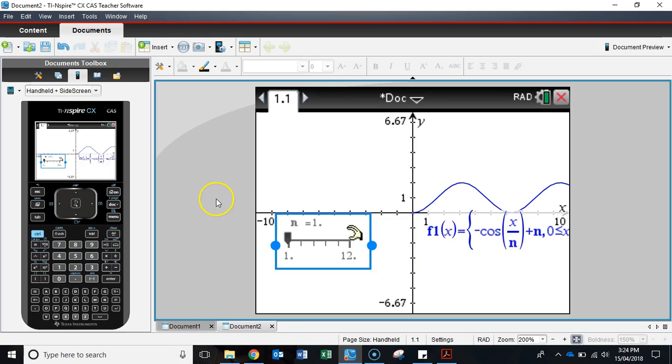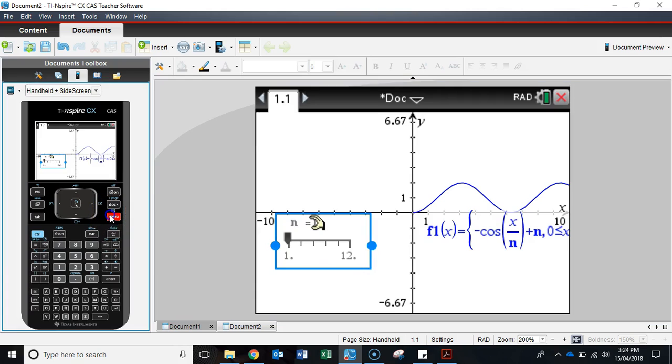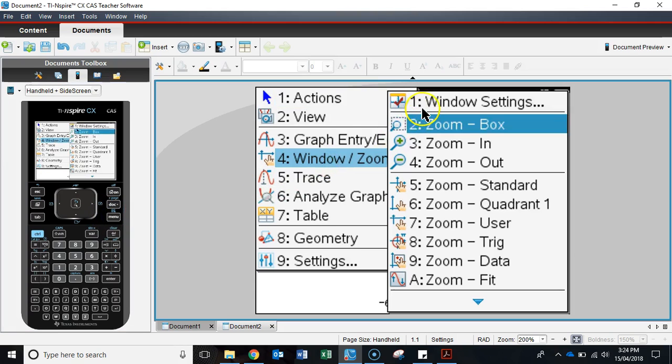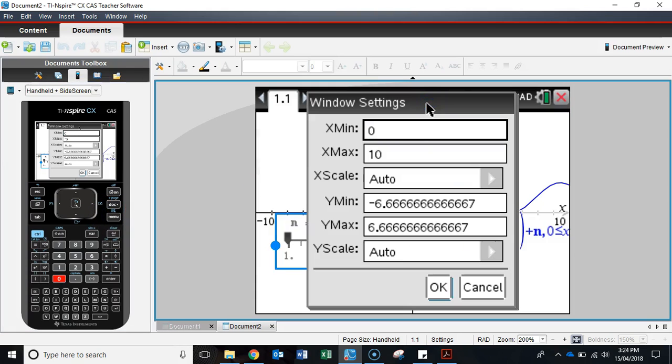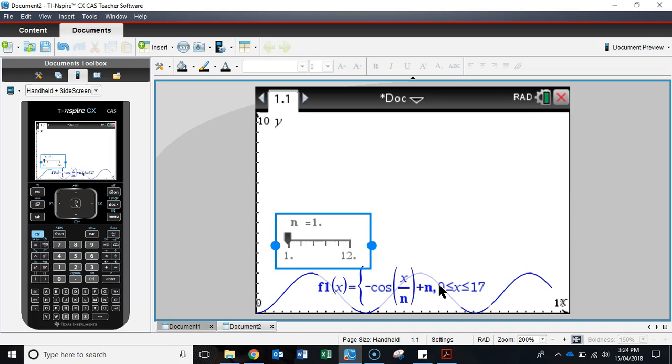While we're at it, we are going to change our window settings. We are only interested in x values from 0 to say 18. Y values from 0, we need to go at least to 9.5, so let's go to about 10.